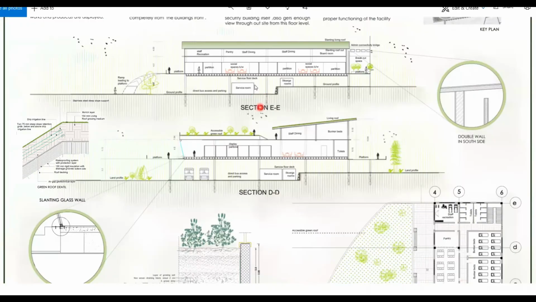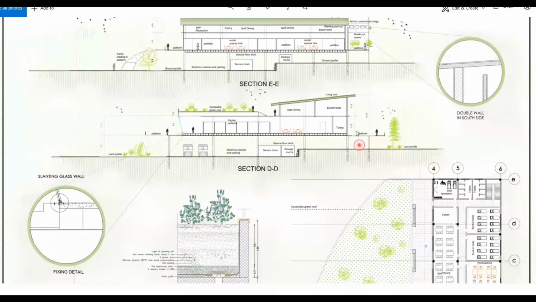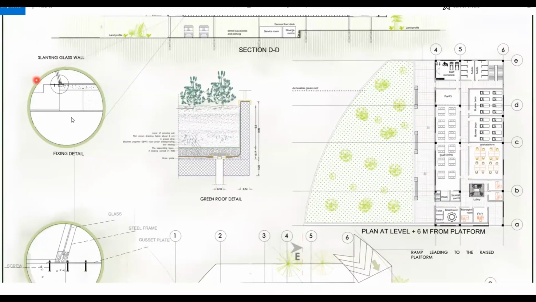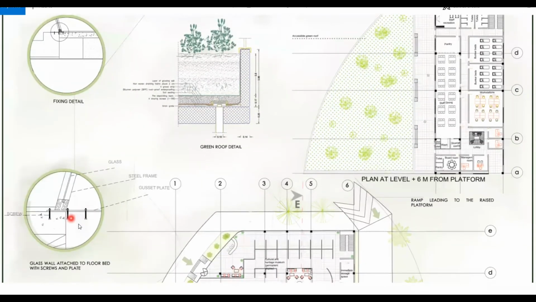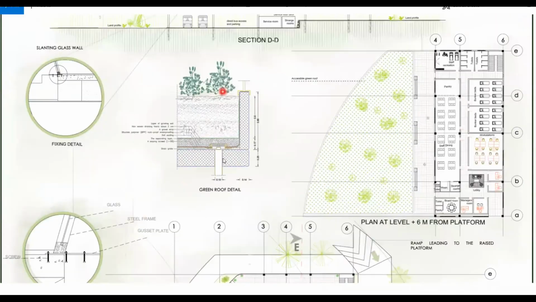All the basic services are provided from the ground floor level itself, and the double wall system is placed in the south side, considering the natural airflow. And this is the slanting wall and its fixing detail with the gusseted plate and nut bolts. And this is the detail showing the green roof.